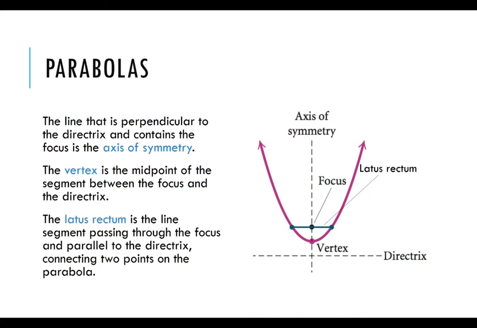The latus rectum is the line segment passing through the focus and parallel to the directrix, connecting 2 points on the parabola. And so notice that we now have this line parallel to the directrix graphed in, and it just connects those 2 points of the parabola.